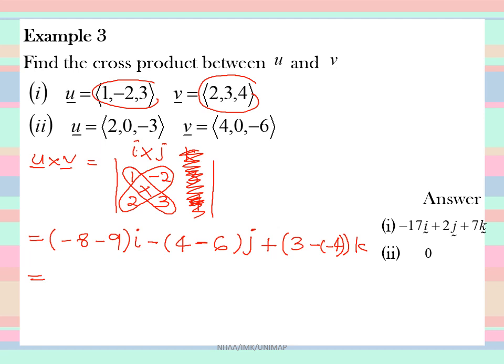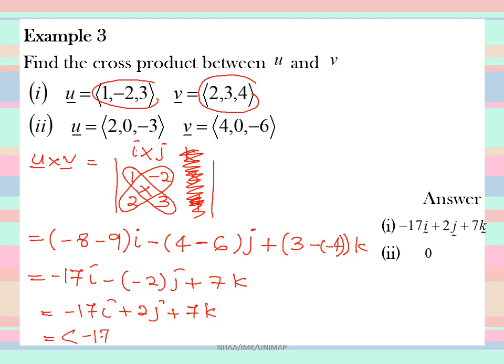Minus 8 minus 9, that is minus 17 i. Minus with 4 minus 6, that is minus 2 j, plus 3 minus minus 4, that is 7 k. So the answer is minus 17i plus 2j plus 7k, or minus 17, 2, 7.